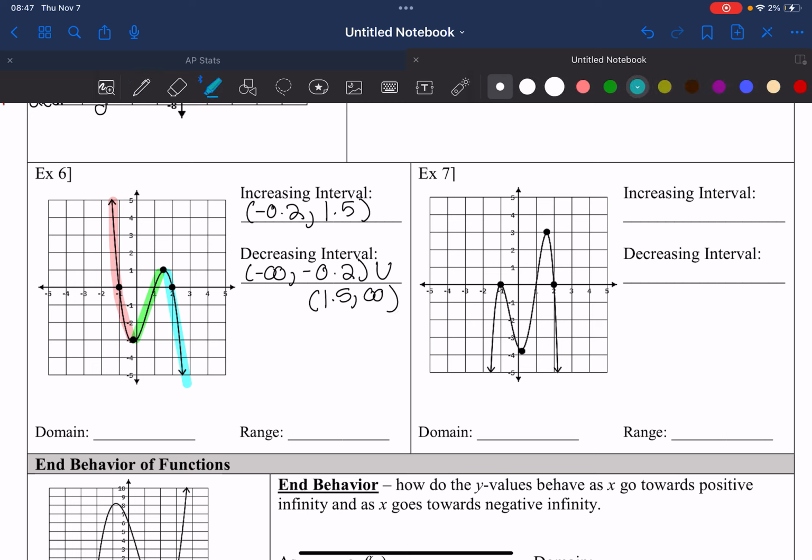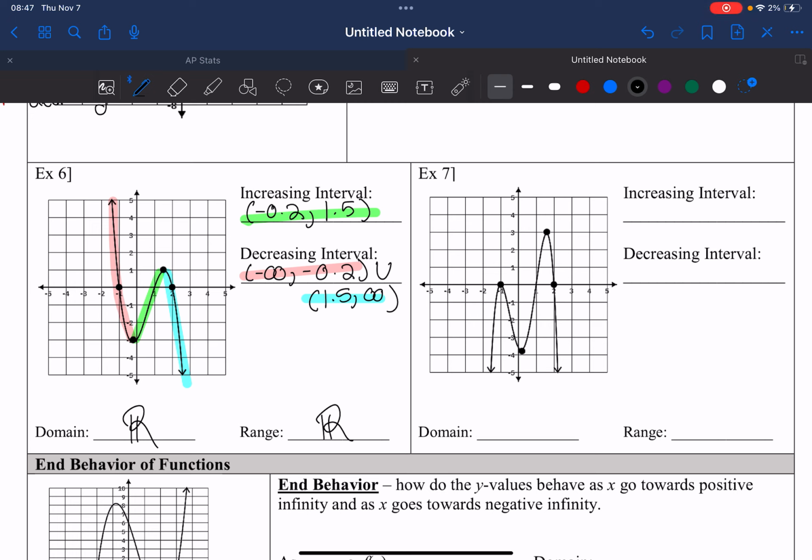I know it looks like it's going towards negative infinity, but we have to remember that we are only looking at the x's. We are not looking at the y's. So since it's going to the right side of the x's, it's going to positive infinity. And then looking at the domain and range of this function, since we have arrows going in either direction, we would say our domain and range are both all real numbers.